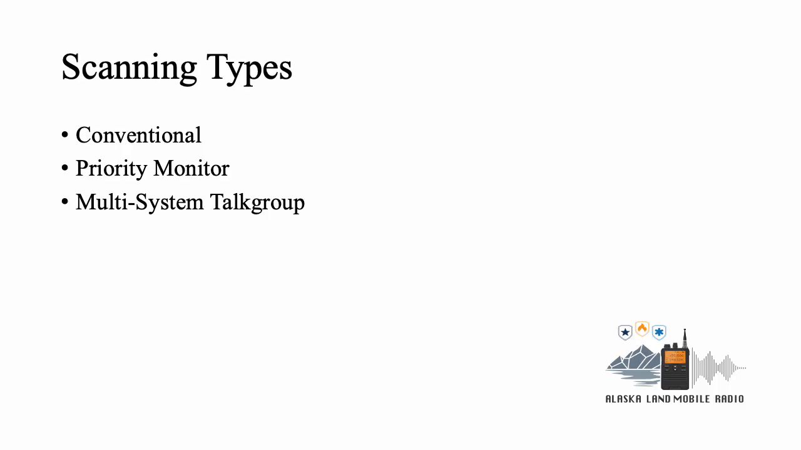There are three main scanning types available to you for programming. These scanning types may be referred to differently in different radio programming software. Please check with your radio programming dealer or service center for specific information and documentation on your scanning types. In this video, let's review the three main types, which are conventional, priority monitoring, and multi-system talk group.